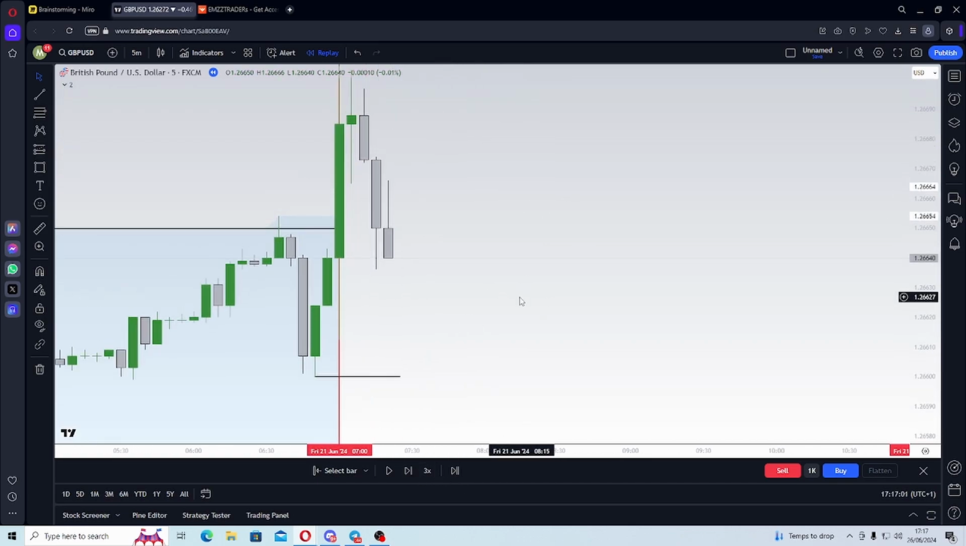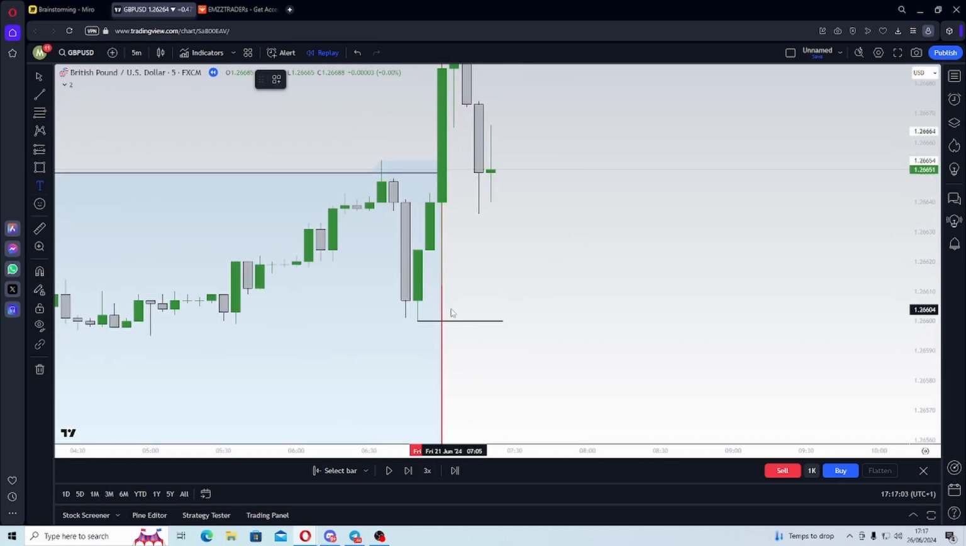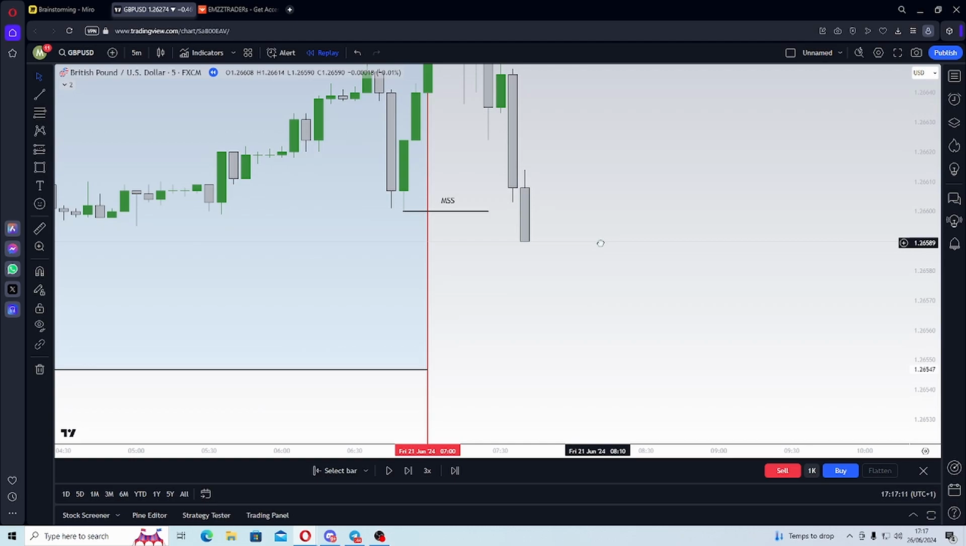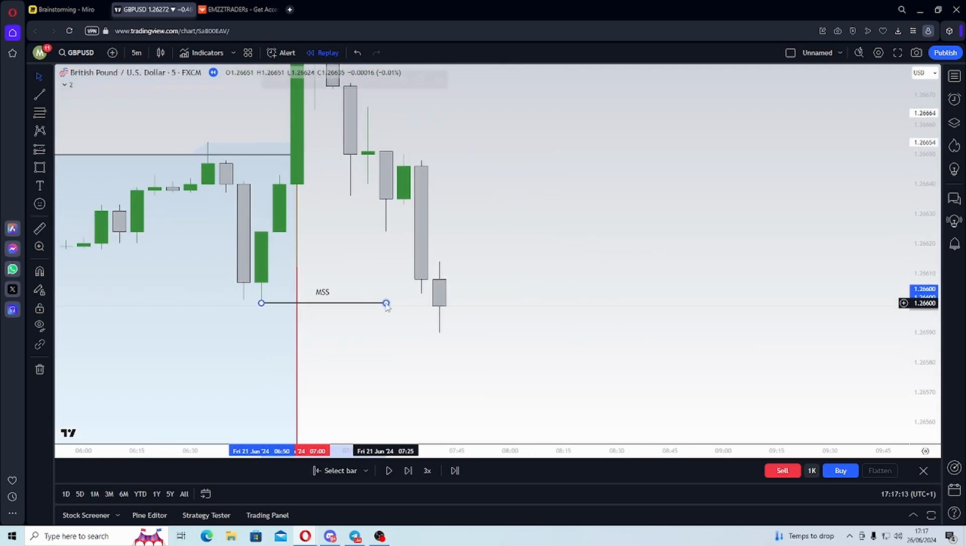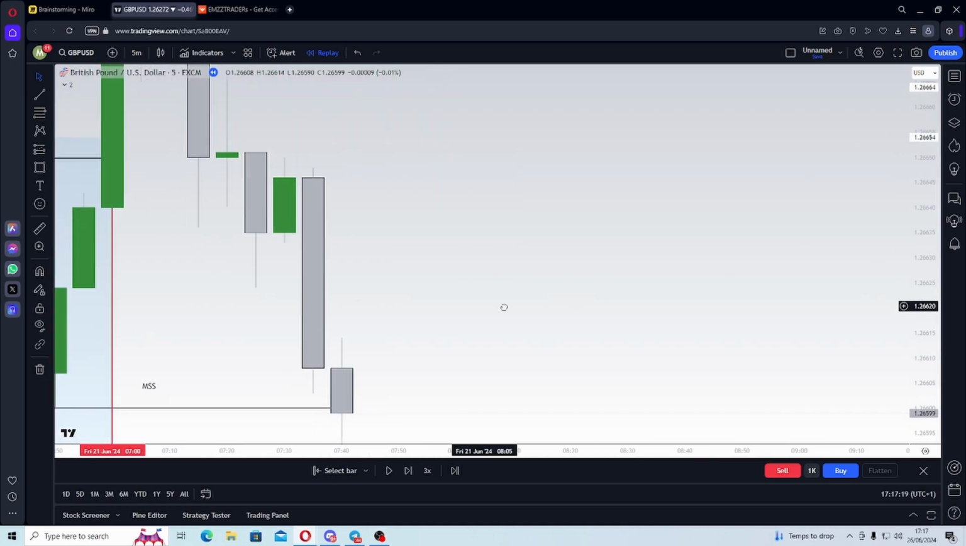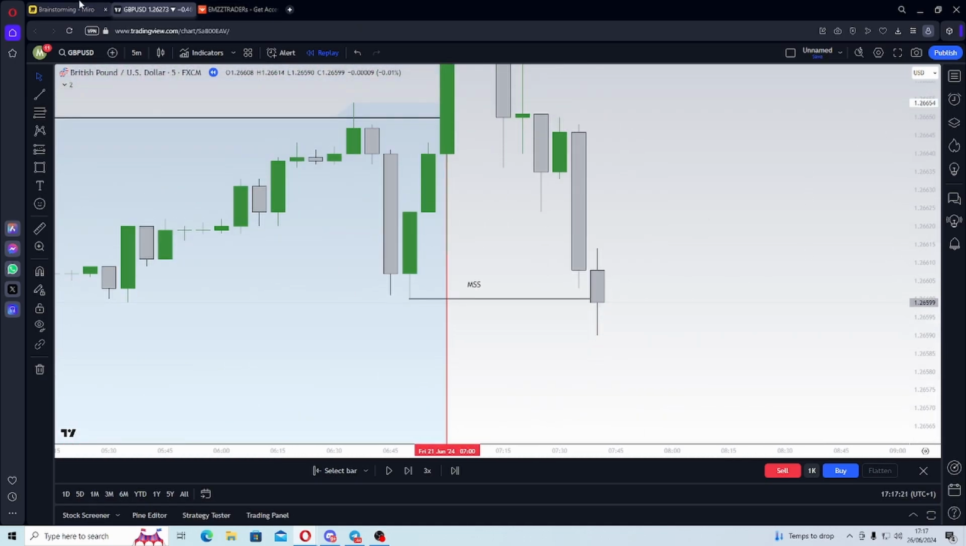Once this line is crossed, that is going to be our mark for the market structure shift right here. And then we can look for the displacement, and there we go. We can see right here that price has been swept and the market has just shifted. Now we're going to be looking for the fair value gap.